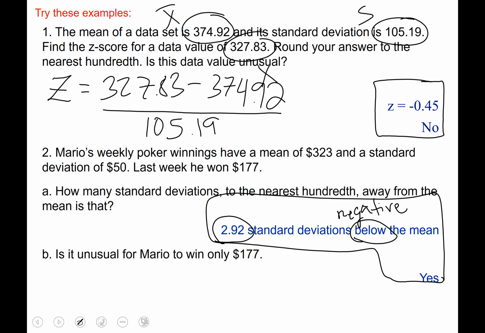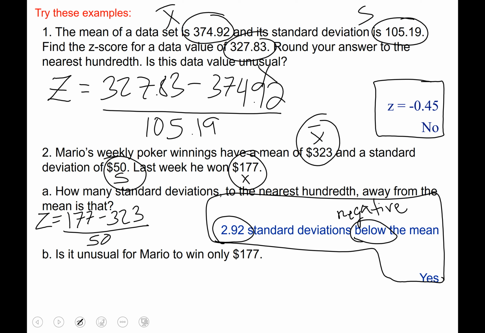We should have z equals Mario's mean, x bar is 232, his standard deviation is 50, and last week, so the data we're interested in, the data value is 177. So we go 177 minus the mean, minus x bar, divided by s. And if we type that in correctly, we should get negative 2.92, making our answer 2.92 standard deviations below the mean.